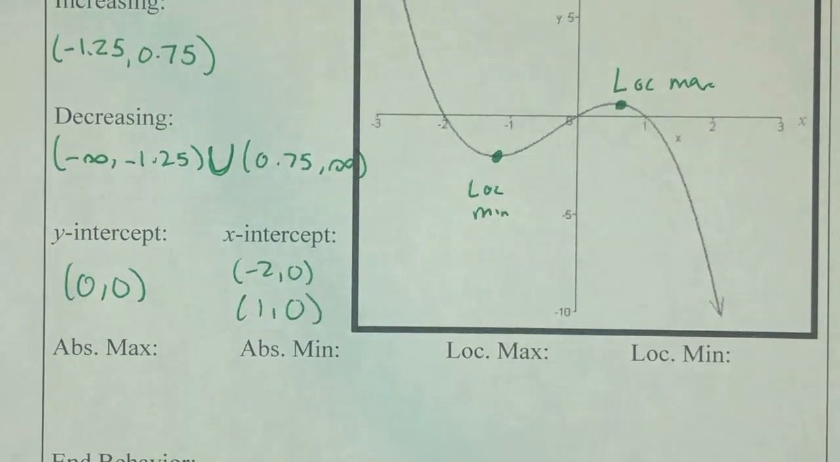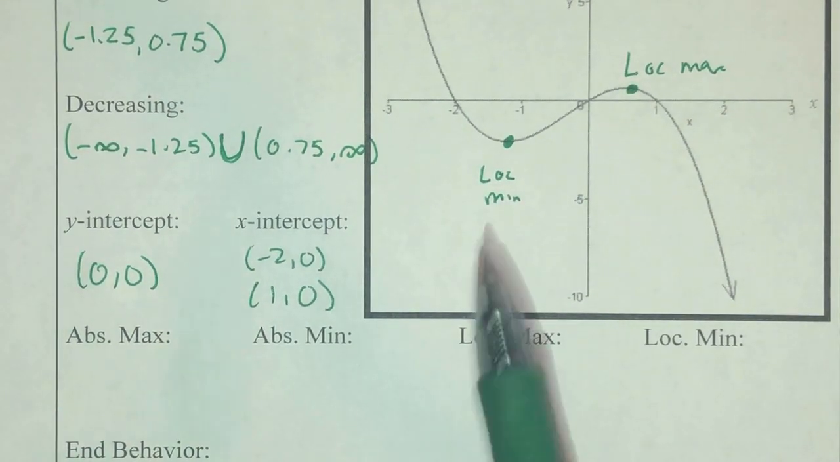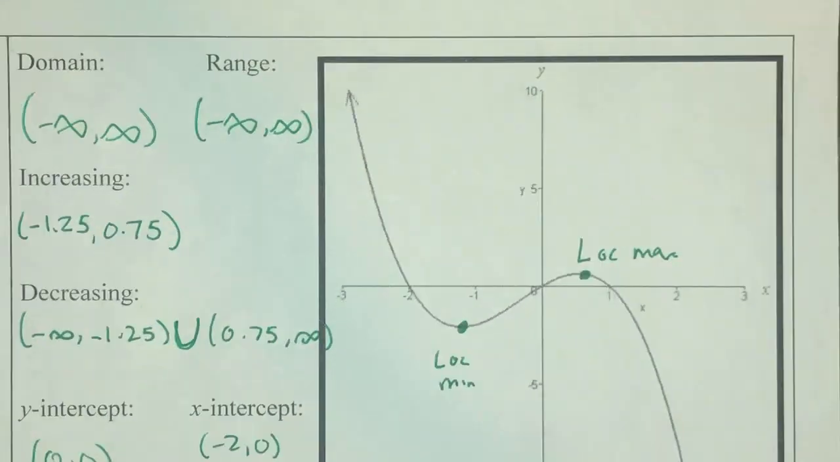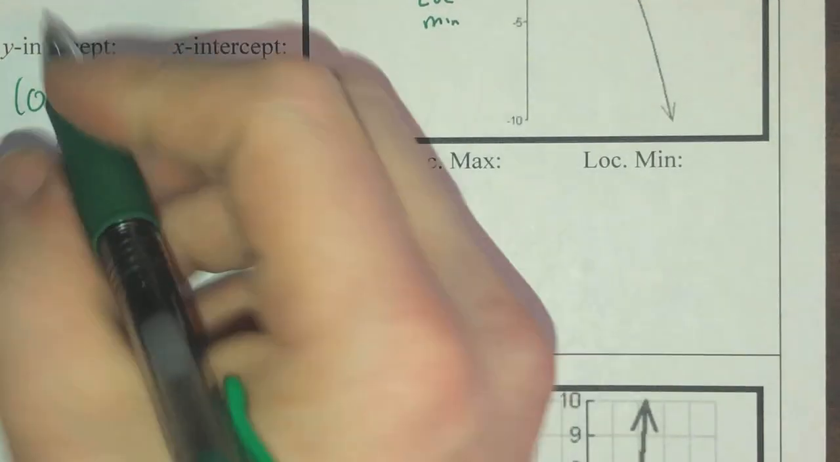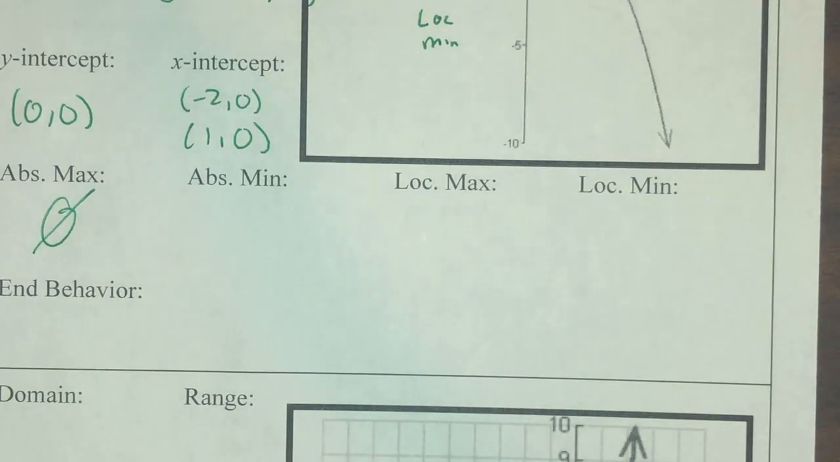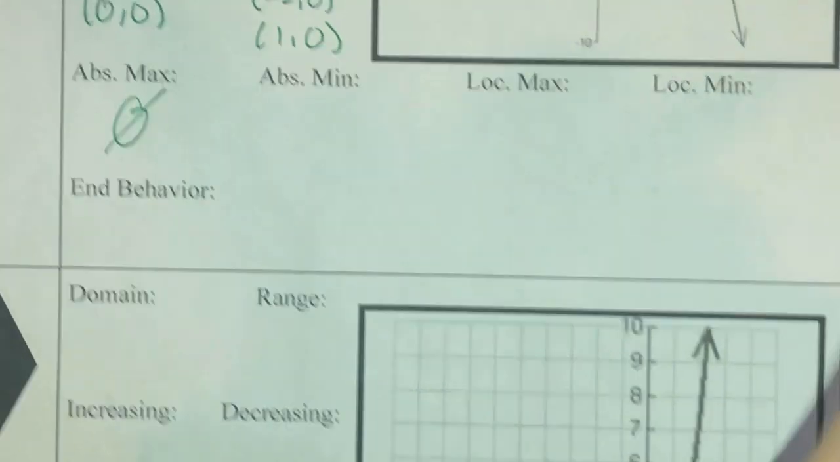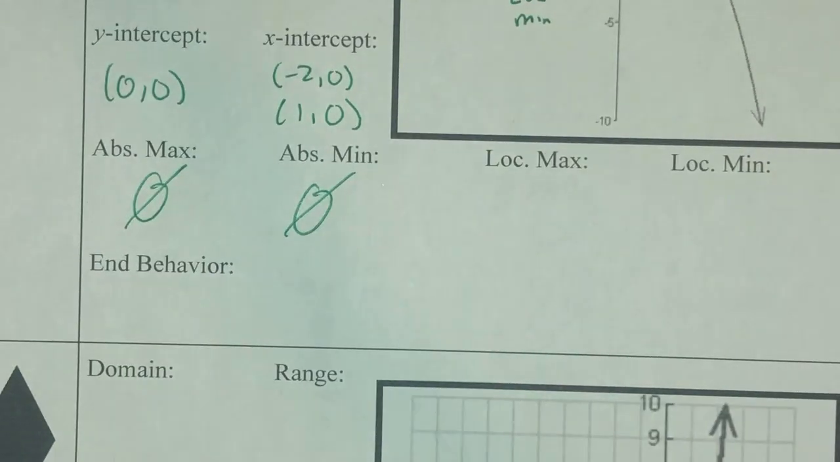I'm still seeing people writing just numbers. They are points. I will take points off if you do not write them as points. Okay, abs max, the fact that it points up to infinity means there is none. There's no one highest point. Absolute min points down, meaning there is no one lowest point.